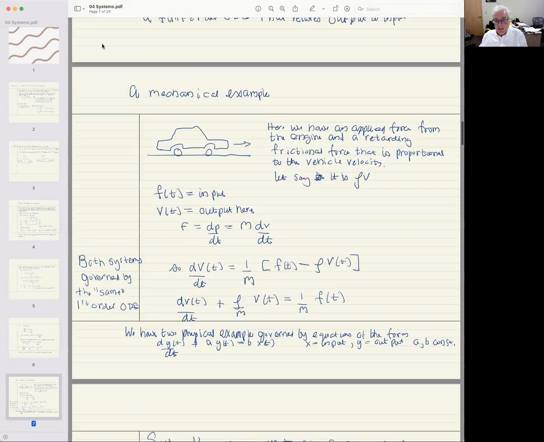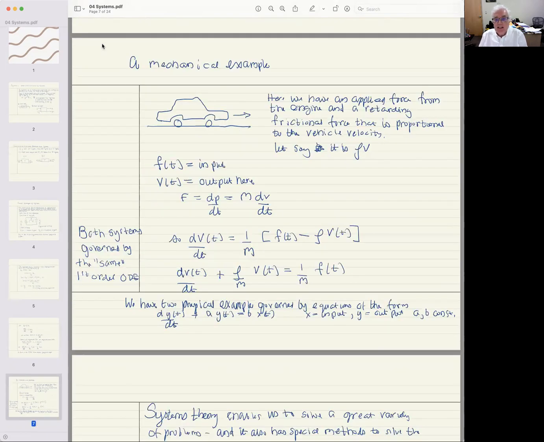We could also consider the motion of a vehicle, and that's the second example. Here we have an applied force that we've called F, and a retarding force, which is simply proportional to the vehicle velocity V, where rho is just the proportionality constant. I think when I did this in class, I had a stray m in there. This version of the derivation is correct if you see a stray m at some point in your notes.